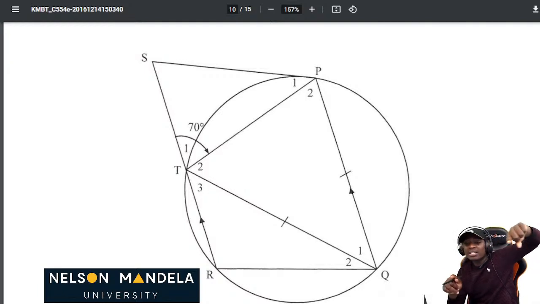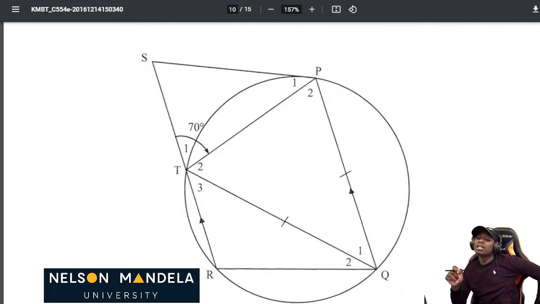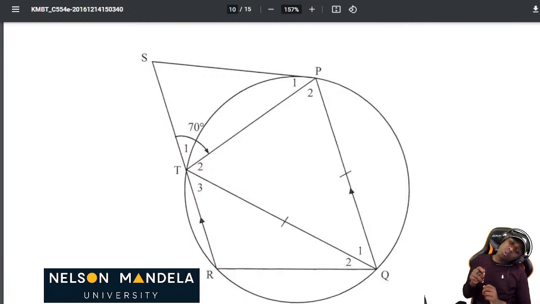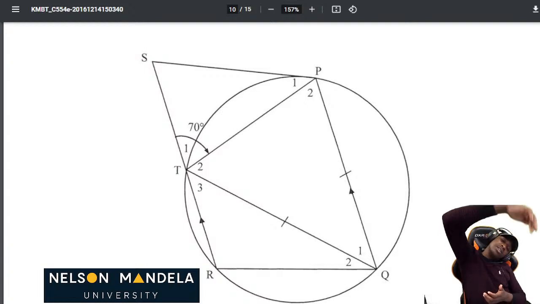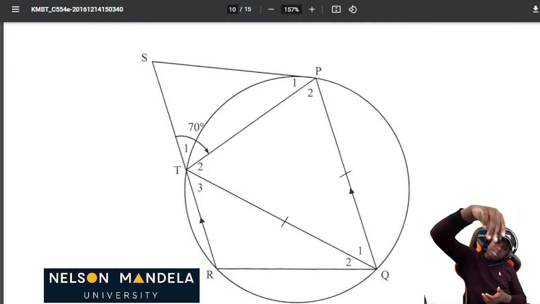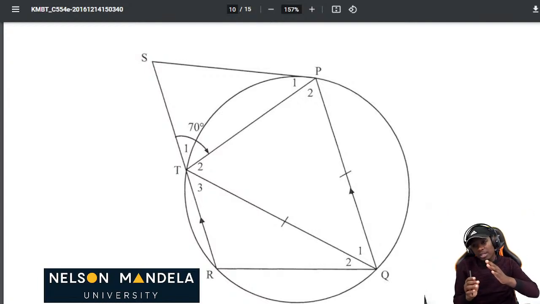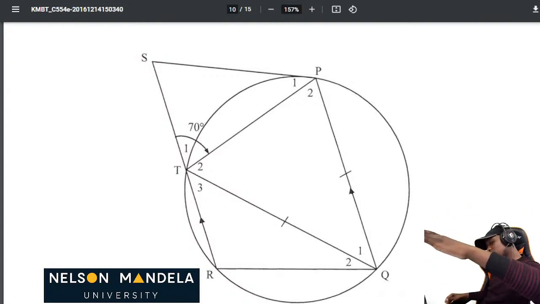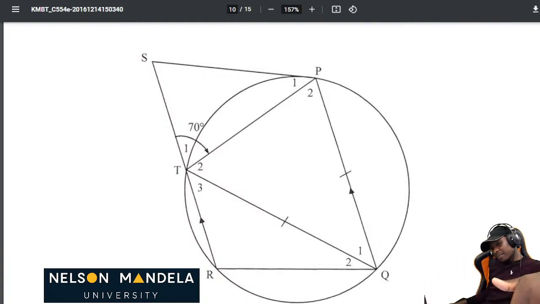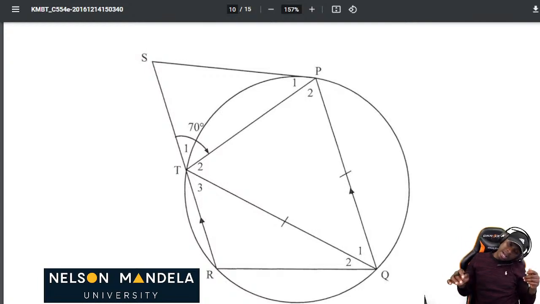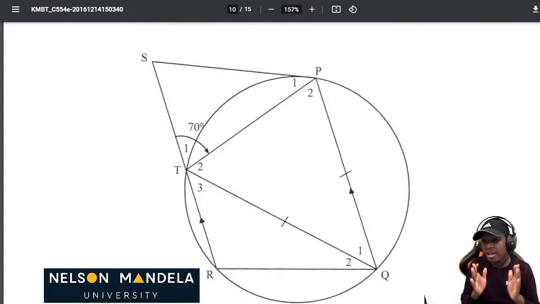We are also given that TR and PQ are perpendicular to each other. What does that make you see? It makes you see that Q1 is equal to T3. Do you see that Z which is being formed? T3 is equal to Q1, alternate angles. Also, angle R plus angle Q gives us 180 degrees. They are co-interior angles, then you write the parallel line.